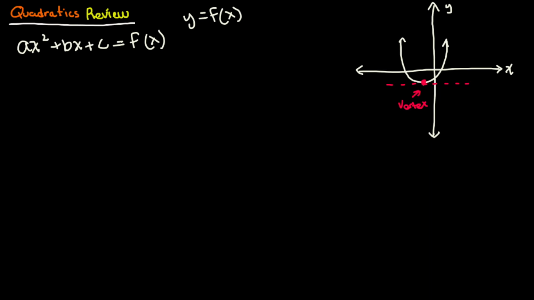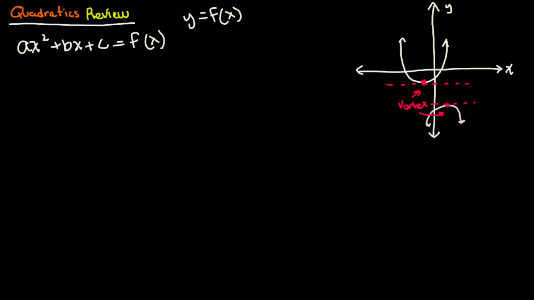Now remember, parabolas can also go the other way, like this. In that case, the vertex would be the maximum point. I just like to point that out. In that case, the vertex will be the maximum point on this parabola.